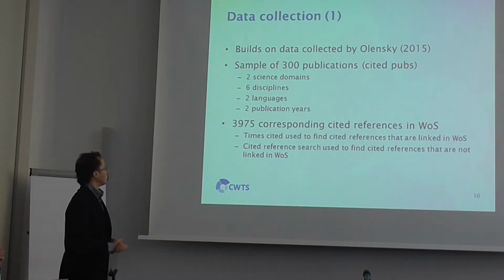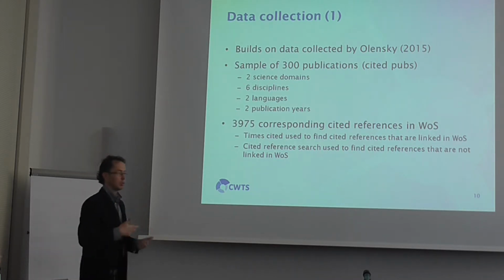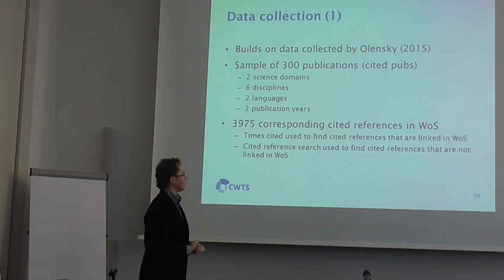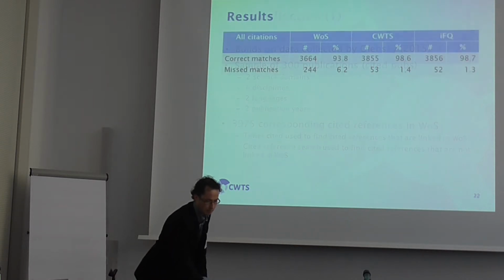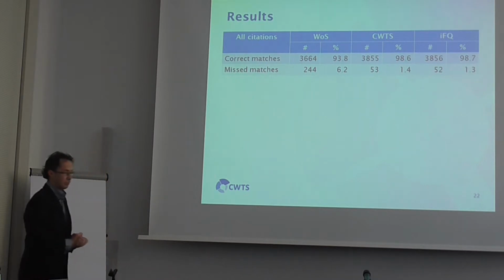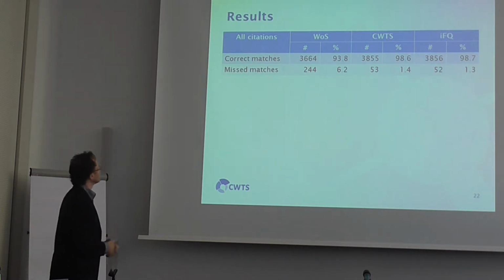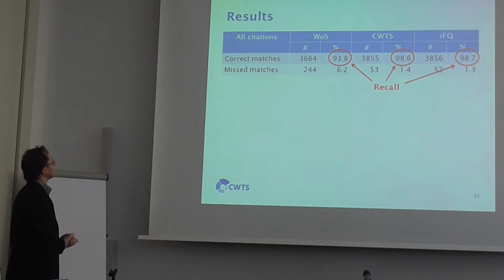So almost 4,000 citing publications, and she has also collected the PDF files of those publications, and she manually checked the reference list whether the particular cited reference was indeed present in the cited reference list. On this slide we see some results. So in this first table we see the number of correct matches and the number of missed matches for the 3 different algorithms. And based on this table we can measure the recall.